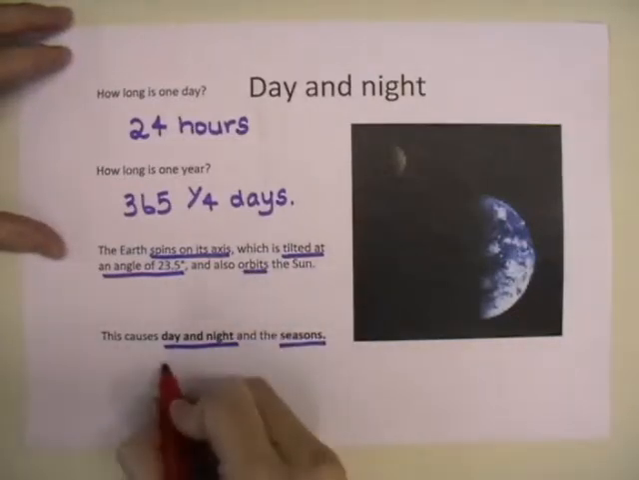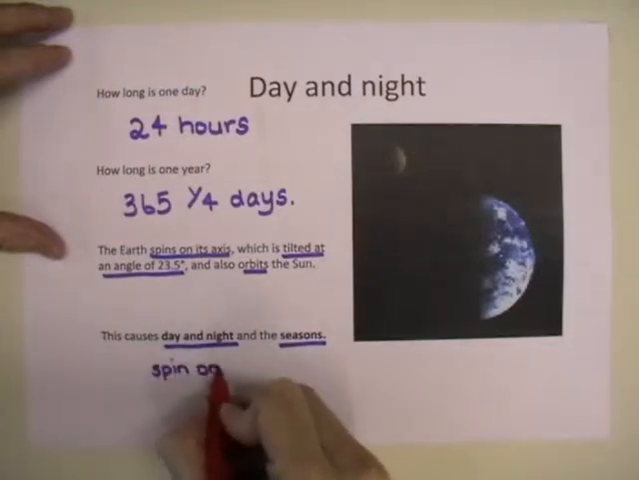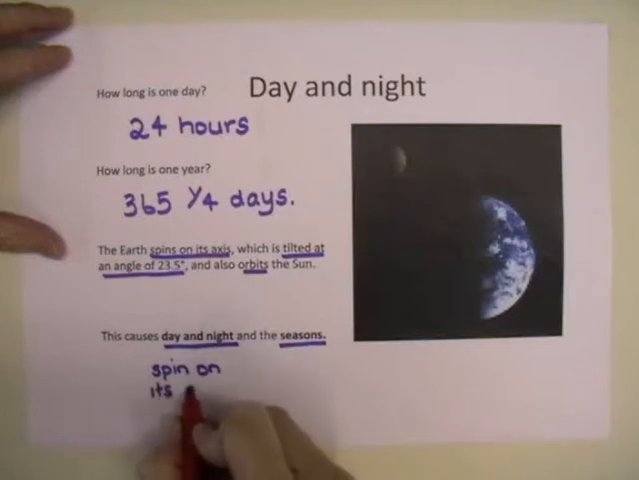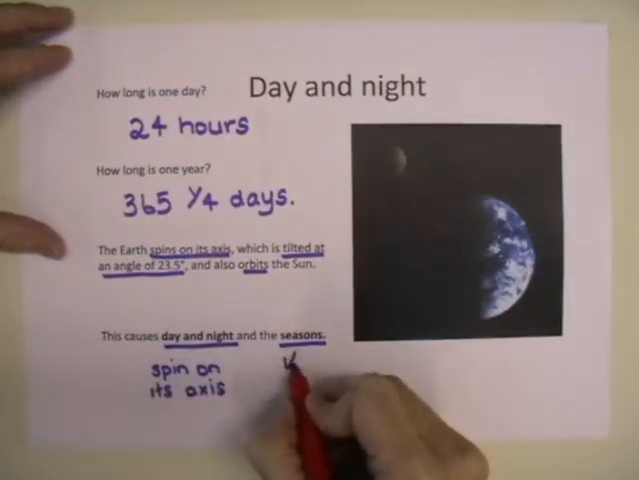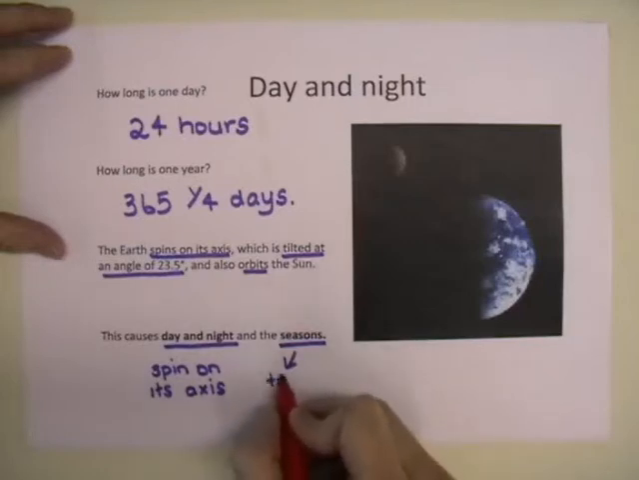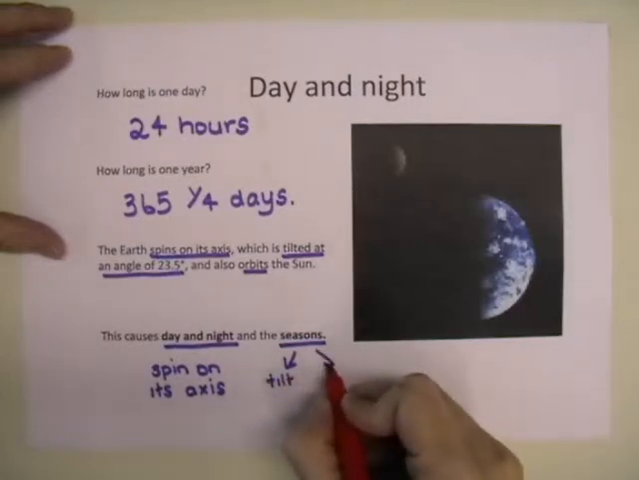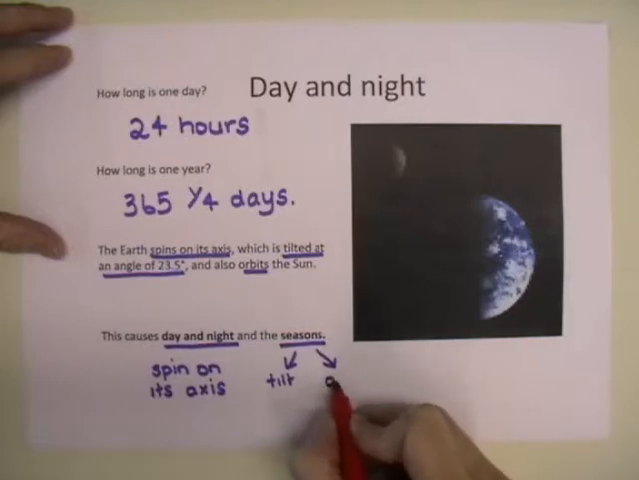So day and night is caused by the earth's spin, and the seasons are caused by two things: the tilt of the earth and its orbit around the sun.